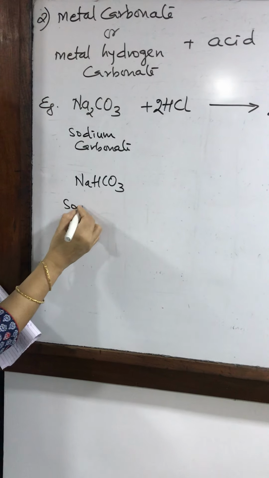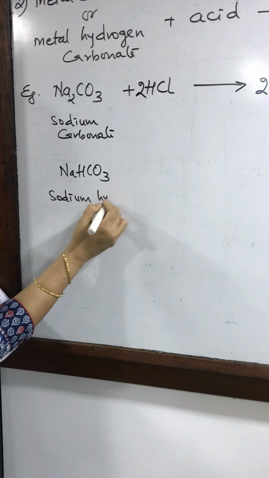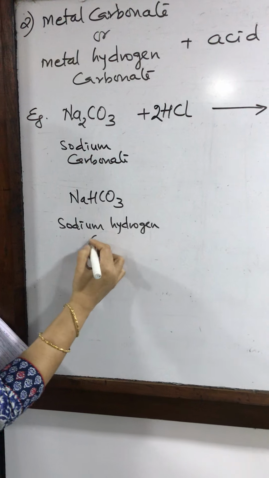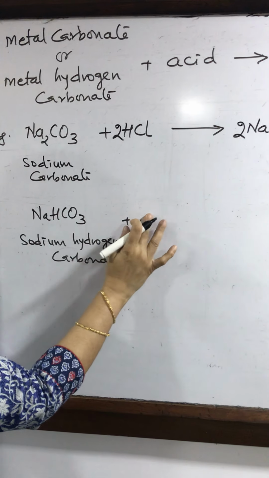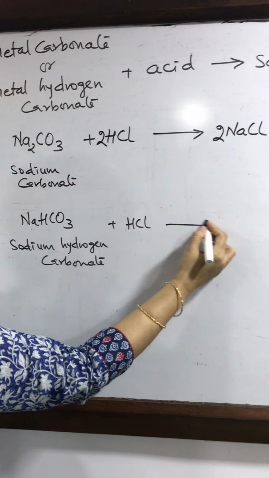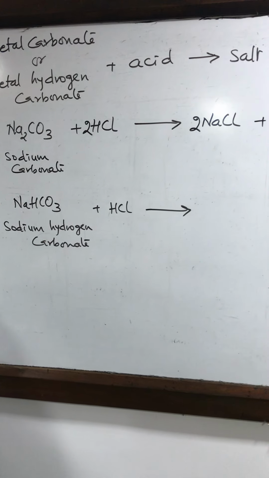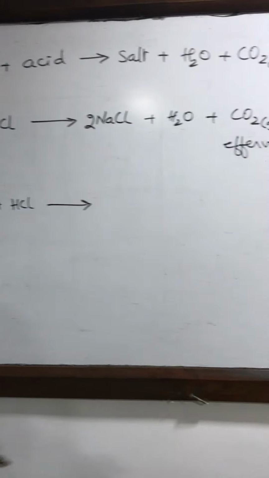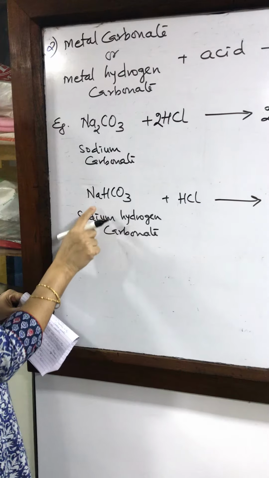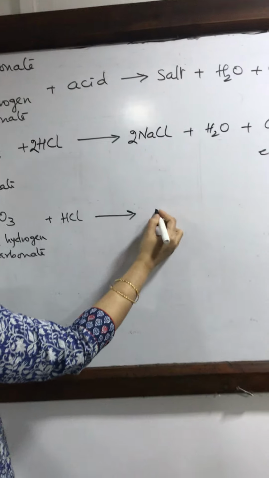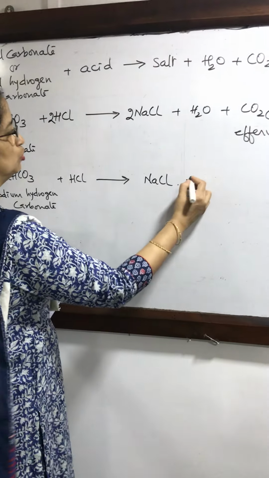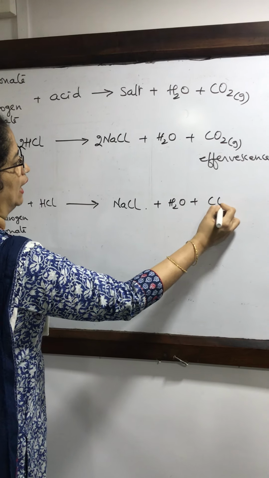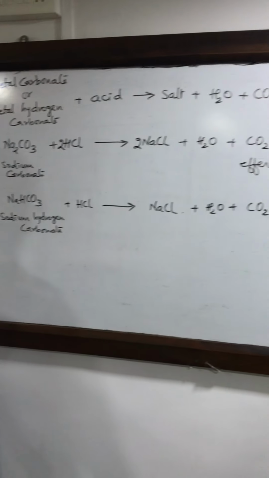Instead of sodium carbonate, we can take sodium hydrogen carbonate, and we can mix it with acid HCl. Then the products also will be the same. You will get salt, water, carbon dioxide. Since we have taken sodium hydrogen carbonate, the salt obtained will be sodium chloride. The other two products are water and carbon dioxide gas.